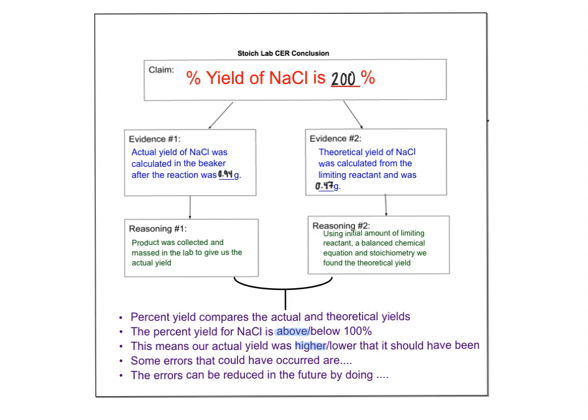So some errors that could have occurred is when I was boiling off the water, some of the salt got burned, resulting in a higher mass than what was actually made, or should have actually been made. Errors that can be reduced in the future, I could boil the water at a lower temperature to reduce the risk of burning, right? I could have taken off the salt faster, instead of leaving it on there where it got burned. So that's what I would do next time to maybe not make my percent yield over 100%.